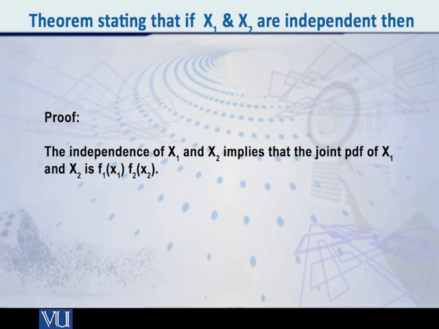The first thing in this regard, my dear students, is that the independence of the random variables x1 and x2 implies that the joint PDF small f of x1 comma x2 is equal to the product of the marginal PDFs f1(x1) and f2(x2). ये तो आप जानते ही हैं ना कि this is the basic equation, one of the basic equations for the independent random variables. So we will utilize this equation in order to prove the theorem that I have just now presented.